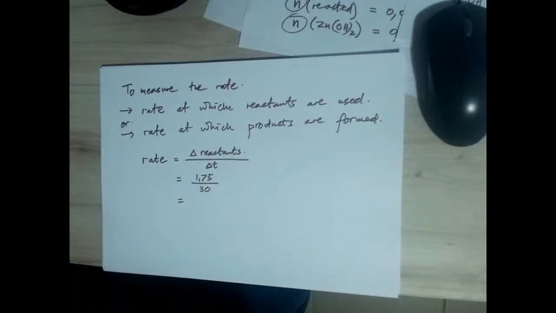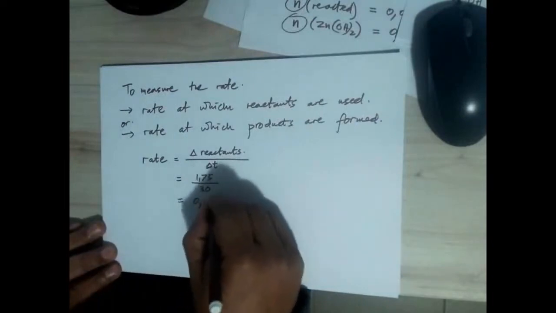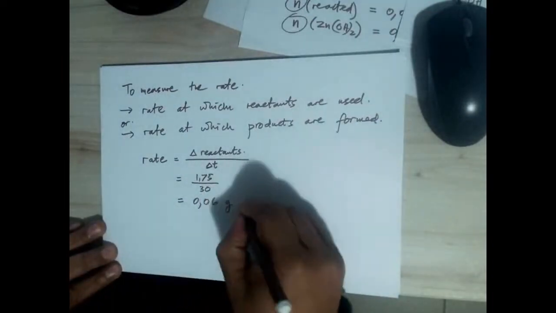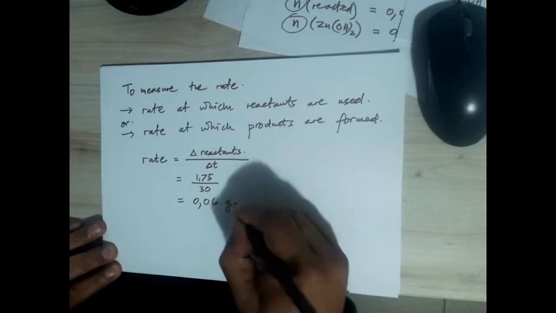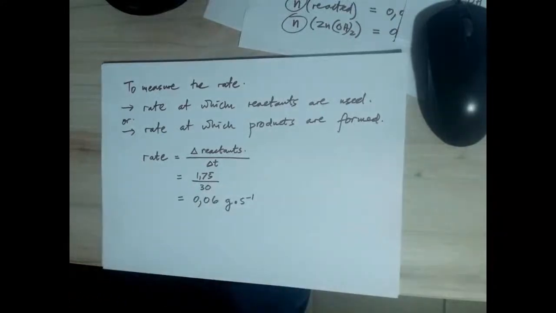On the calculator, 1.75 grams divided by 30 is equal to 0.06 grams per second. Right.